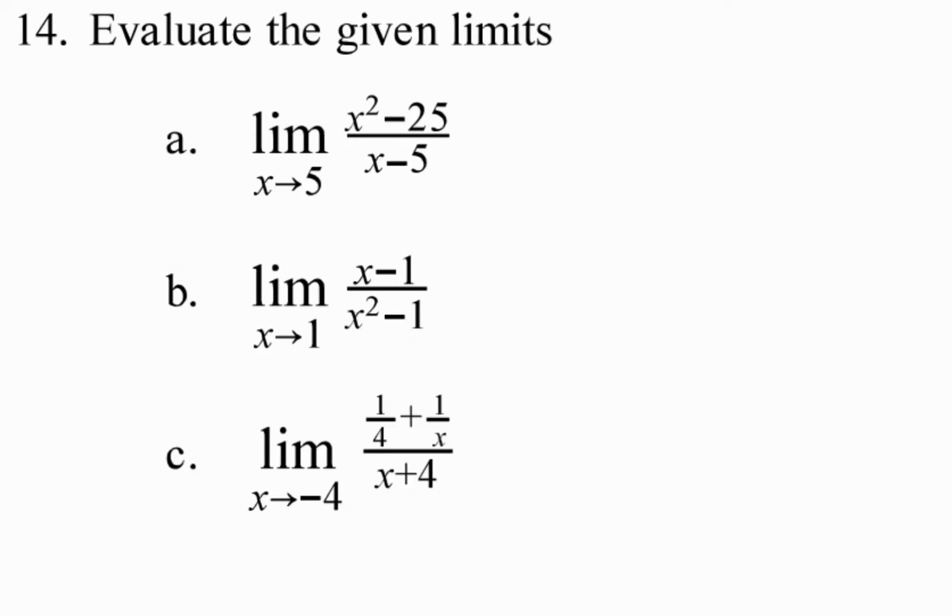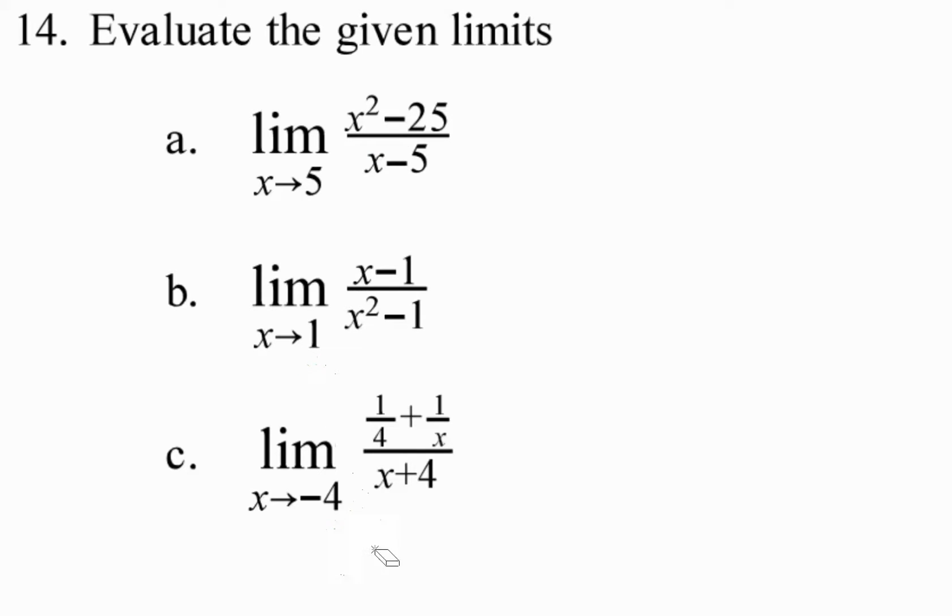We've got some pre-calculus limits going on here in 14. Let's try it out. The first ones, A, B, and C, are at a point, meaning they're at 5, they're at 1, they're at -4. So we try, can I just put 5 in? If I put 5 in here, I'm dividing by 0.